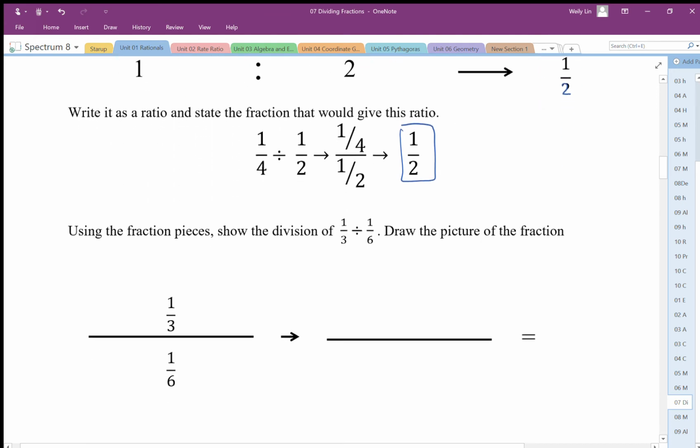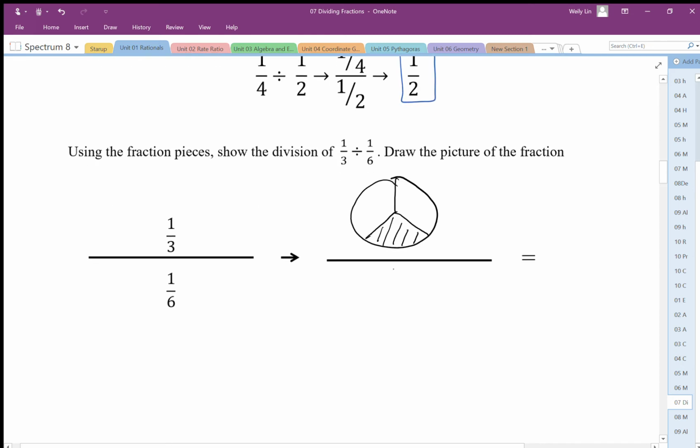So if I have a 1/3 fraction, I can draw a 1/3 fraction like this. Okay, so there's my 1/3 fraction. And then in the denominator, I'm dividing by 1/6. So I can draw my 1/6 fraction like this. Okay, so I have a 1/6 fraction. How do these two fractions compare to each other? Well, how does this area compare to this area?